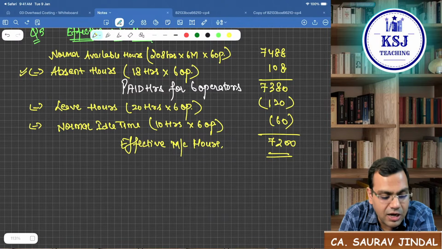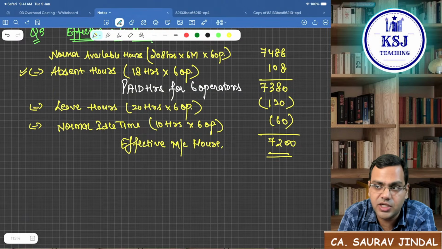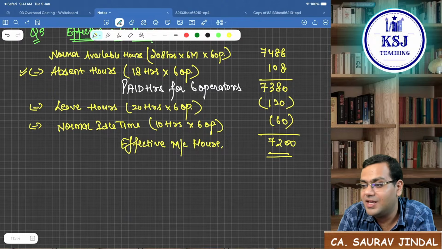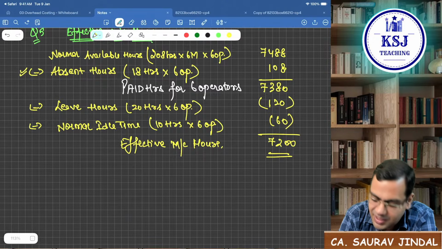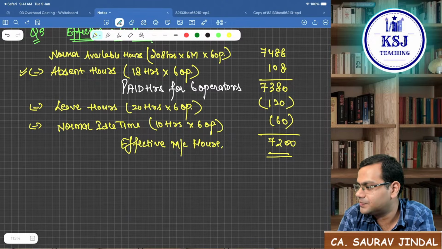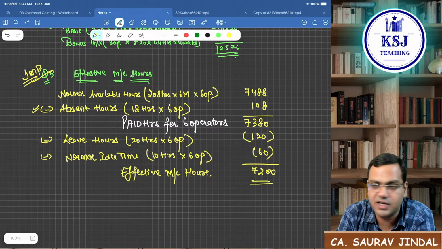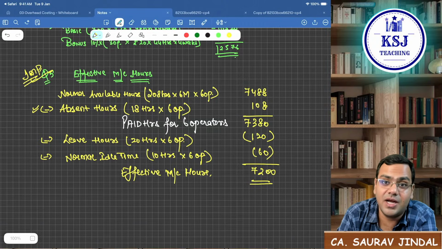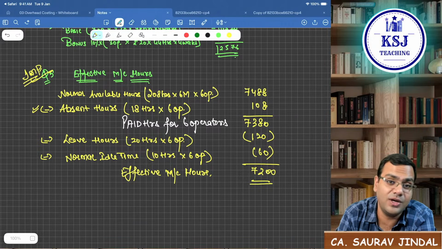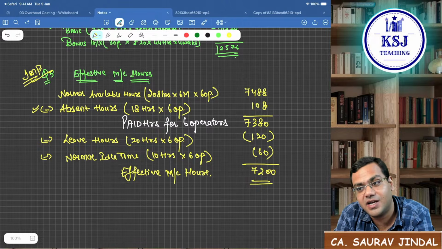Clear with this? Now you have to be very careful that the effective machine hours you have calculated are for 6 months, right? So all your expenses should now be for 6 months. Just take the expenses for 6 months, divide it by effective machine hours, you will get the machine hour rate. Is this clear, everyone? In this question, the important point was the calculation of effective machine hours, 7200 effective machine hours based on the labor hours, because they said that the machine cannot work without a worker. So if I calculate the effective labor hours, that will be your effective machine hours.